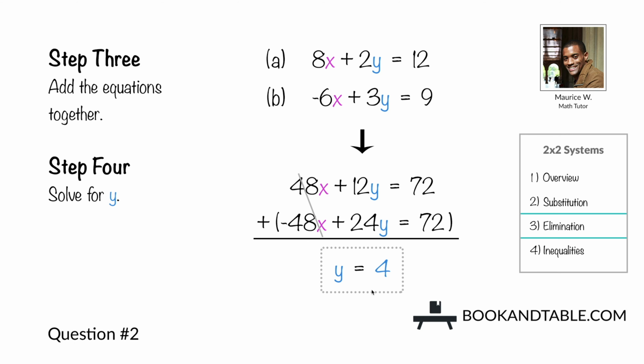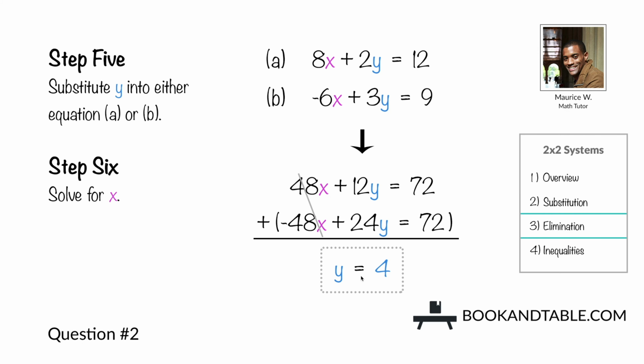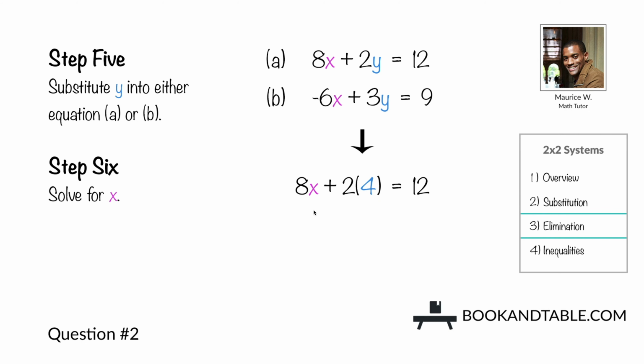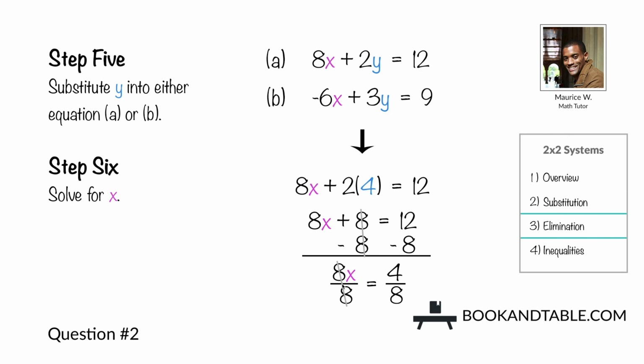And now that we've solved for y, step 5, we want to substitute y into either equation A or B, and then solve for x, giving us 8x plus 2 times 4, which would be 8, is equal to 12. To find x, we first want to get rid of 8, so we'll subtract 8 from both sides, leaving us with 8x is equal to 12 minus 8, which is 4. And now to get rid of the coefficient of 8, we'll divide both sides by 8, giving us x is equal to 4 divided by 8, which is 1/2, or 0.5 in decimal form.